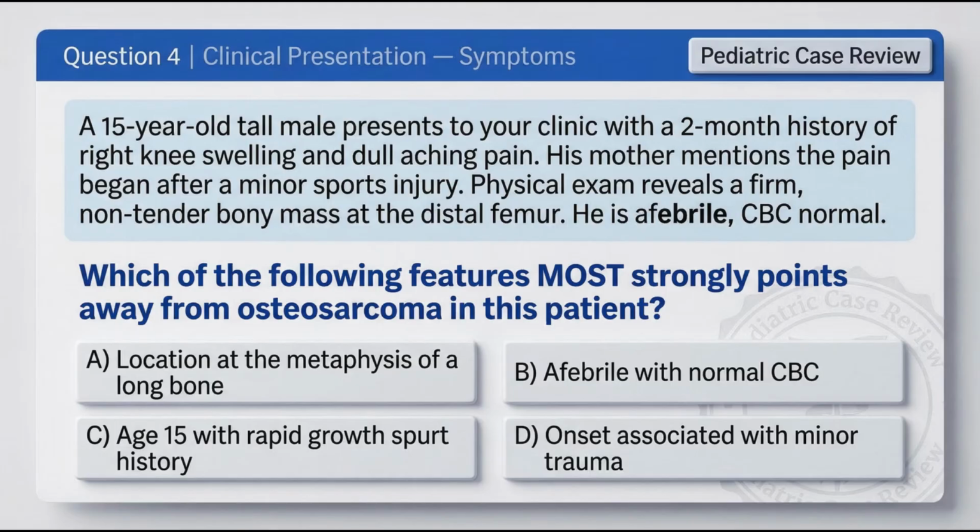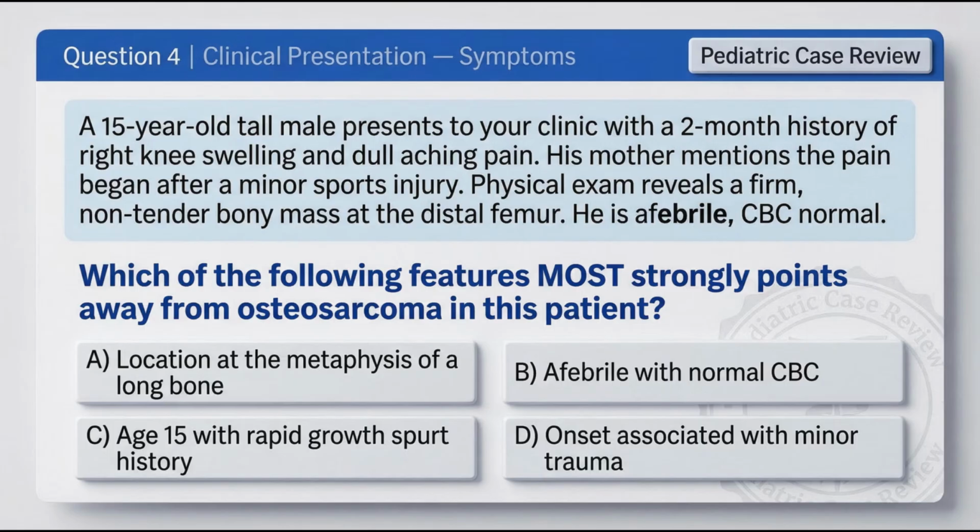Question 4. Clinical presentation, symptoms. A 15-year-old tall male presents to your clinic with a 2-month history of right knee swelling and dull aching pain. His mother mentions the pain began after a minor sports injury. Physical examination reveals a firm, non-tender bony mass at the distal femur. He is afebrile and his complete blood count is normal. Which of the following features most strongly points away from osteosarcoma in this patient? Option A. Location at the metaphysis of a long bone. Option B. Afebrile with normal complete blood count. Option C. Age 15 with rapid growth spurt history.